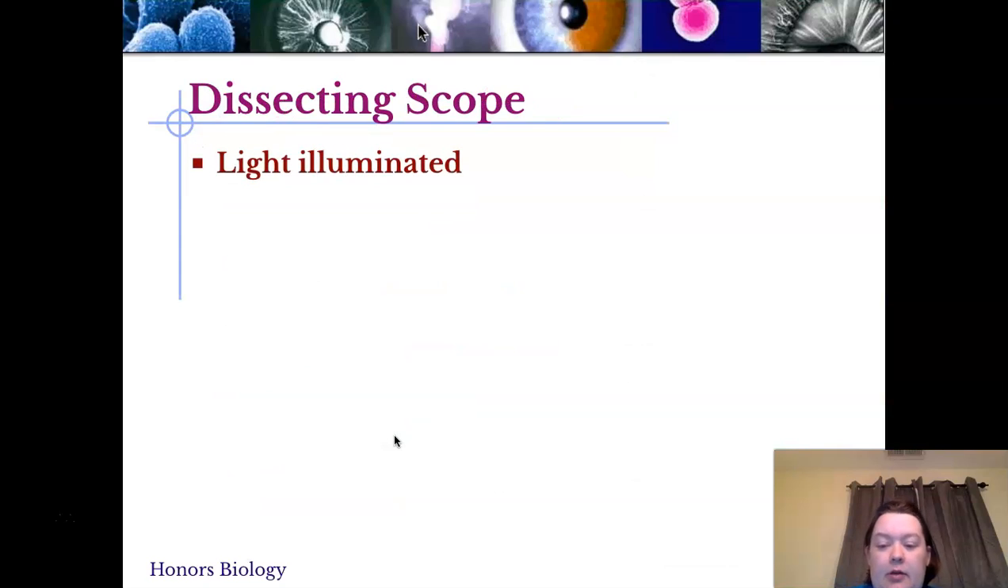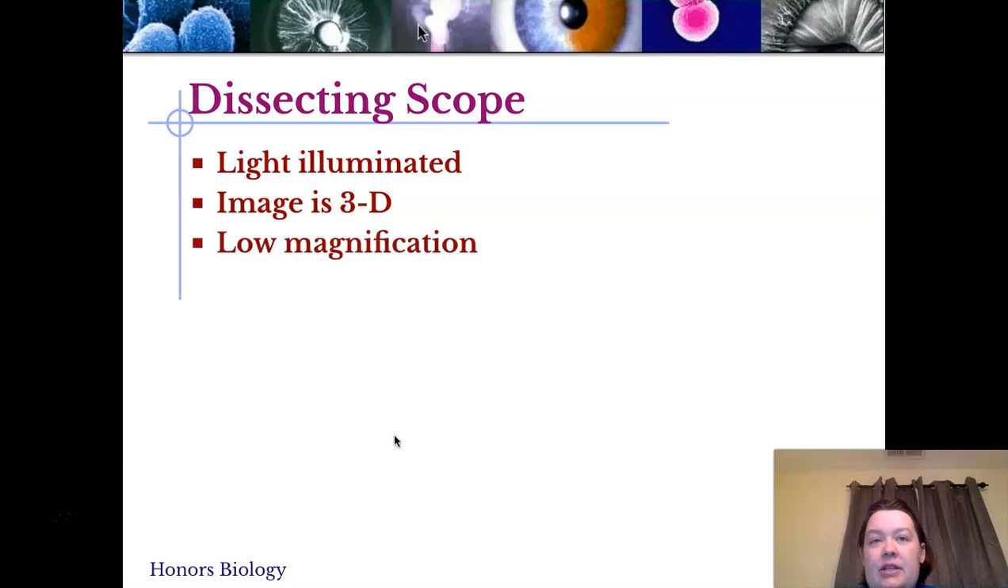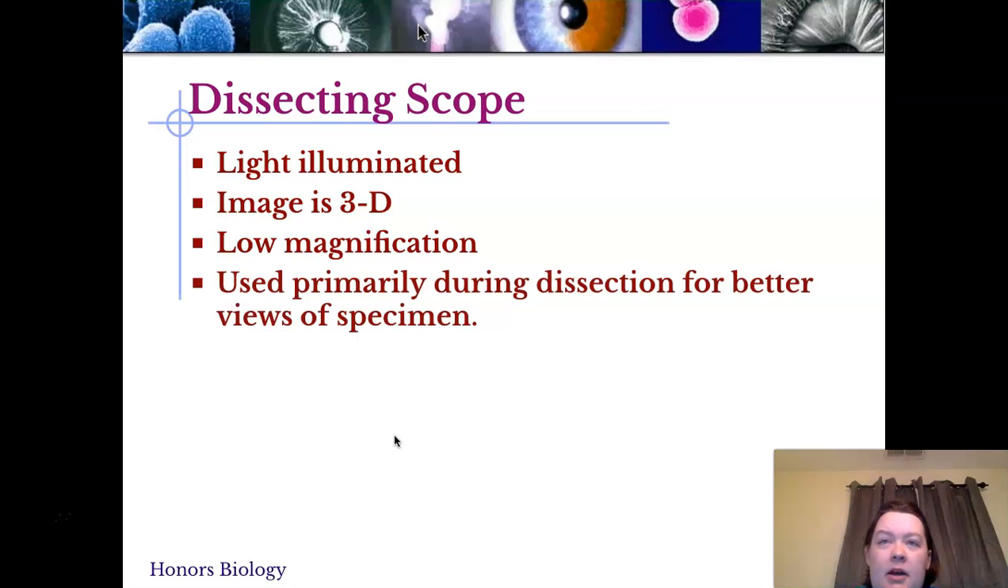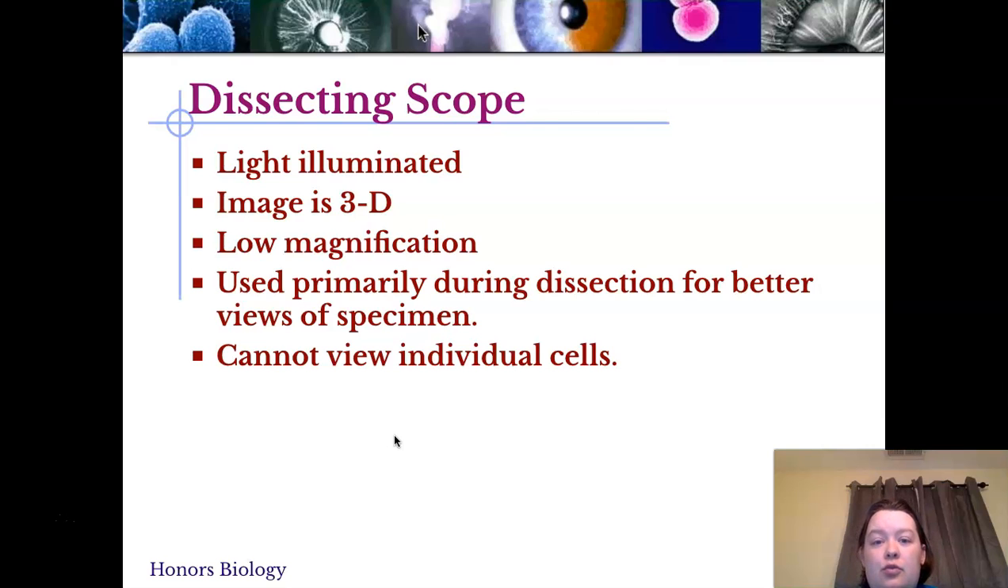So a dissecting microscope uses light to help you see a 3D image. Now they are lower magnification, and the reason behind that is because they're mainly used during dissections to get better views of certain specimens. So it helps you see things a bit more clearly during a dissection, but you're not able to see individual cells. So we don't have an image of that. A dissection microscope typically isn't as large. It's a fairly small microscope, and it would be used to see things like the lining of the intestine, to see the structure of it a bit better. Even though I can already see it with my eye, I might not be able to see the fine details.